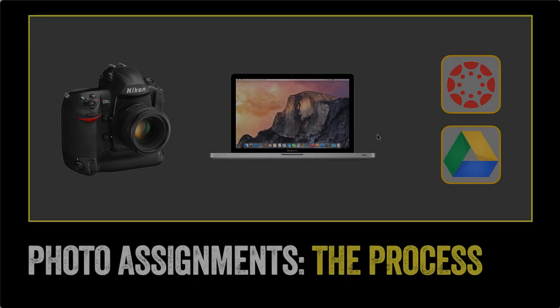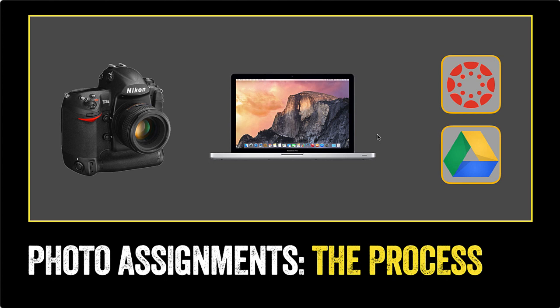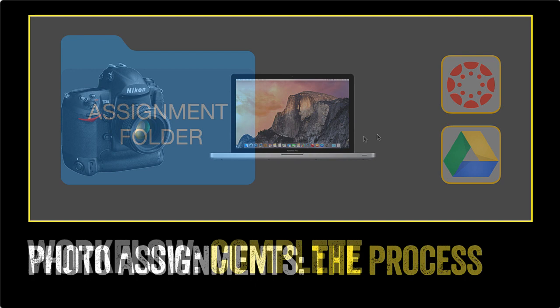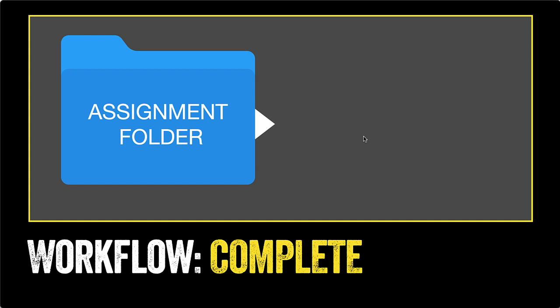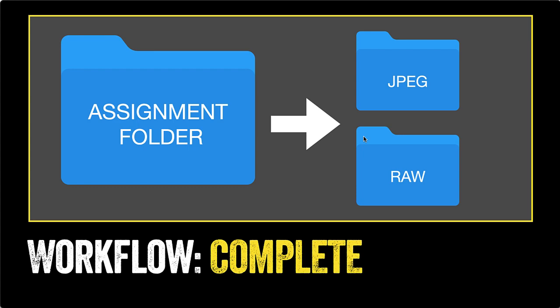So in the JMC 134 class, when it comes to our photo assignments, there's three basic steps. And that first one is to photograph the assignment. The second part of the process is to process those photos on a computer. And then the last part of the process is to submit our images to both Google Drive and Canvas. What we're aiming for is to have an assignment folder that's going to contain two subfolders, completed and processed JPEG images, and also the camera raw files that are the raw images that came out of the camera.